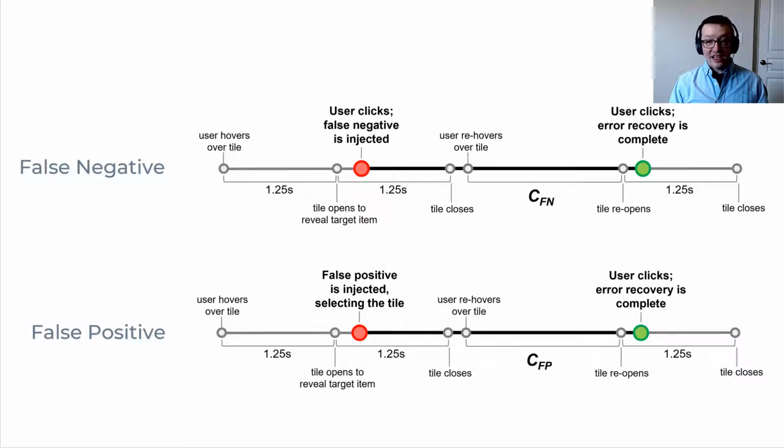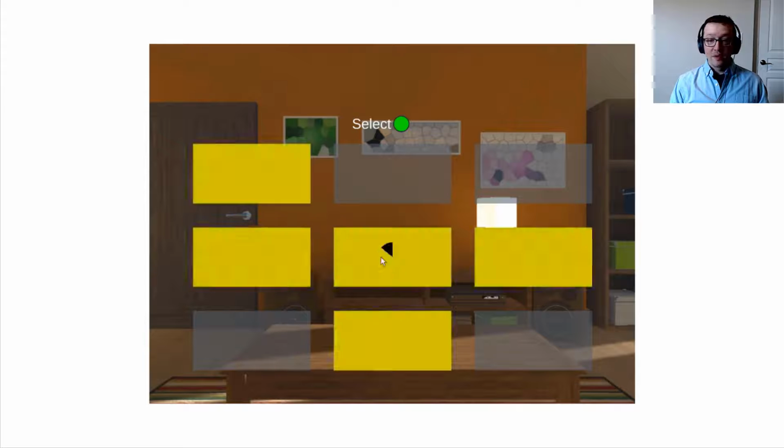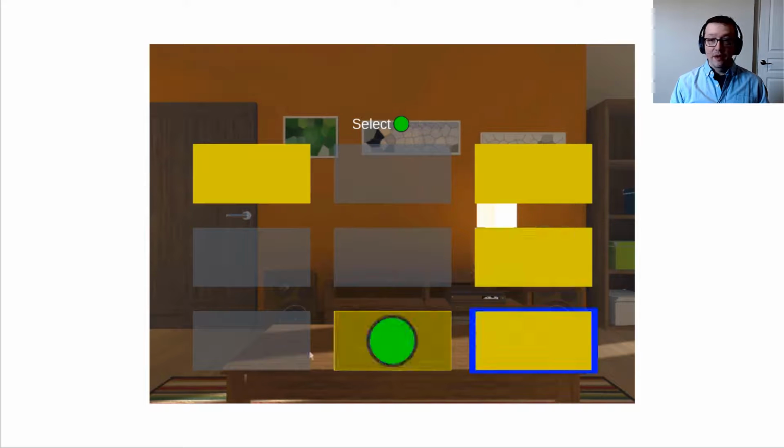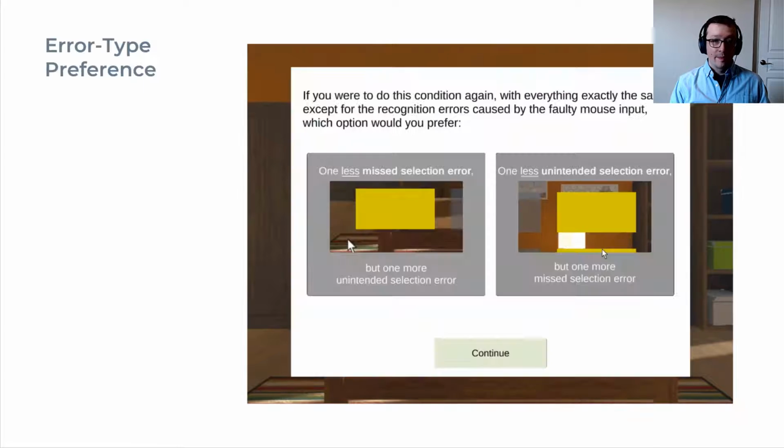So the recovery actions for both error types are the same, and we can independently manipulate the time cost of each error type through the tile reopening times. And we can also precisely control the number of each error type that is injected in the task. So participants performed blocks for about 4 minutes. They had to open around 40 tiles, and 6 errors of each type were randomly injected.